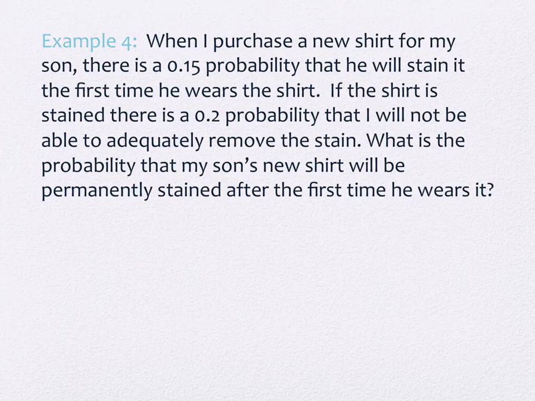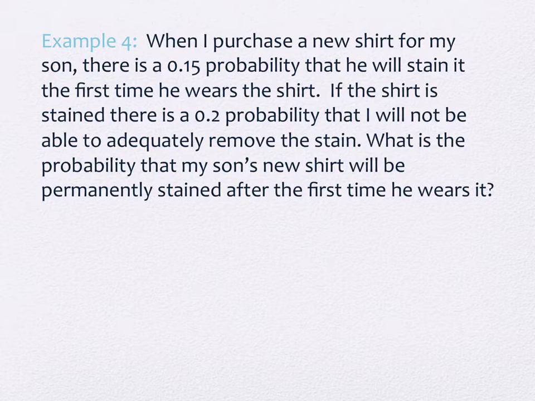I wrote this problem a really long time ago, and it might fit more accurately with my 8-year-old daughter now, so we'll go with it. When I purchase a new shirt for my son, there is a 0.15 probability that he will stain it the first time he wears the shirt. If the shirt is stained, there is a 0.2 probability that I will not be able to adequately remove the stain. Hence, it's permanently stained forever, right? That's what that says. What is the probability that my son's new shirt will be permanently stained the first time he wears it? All right.